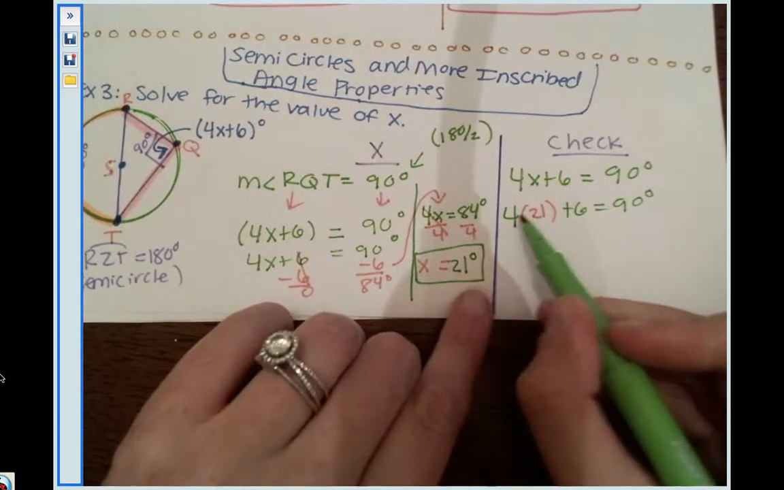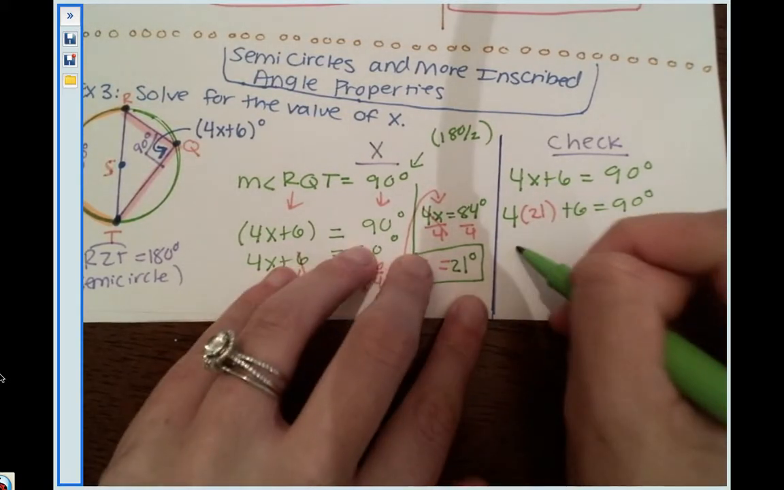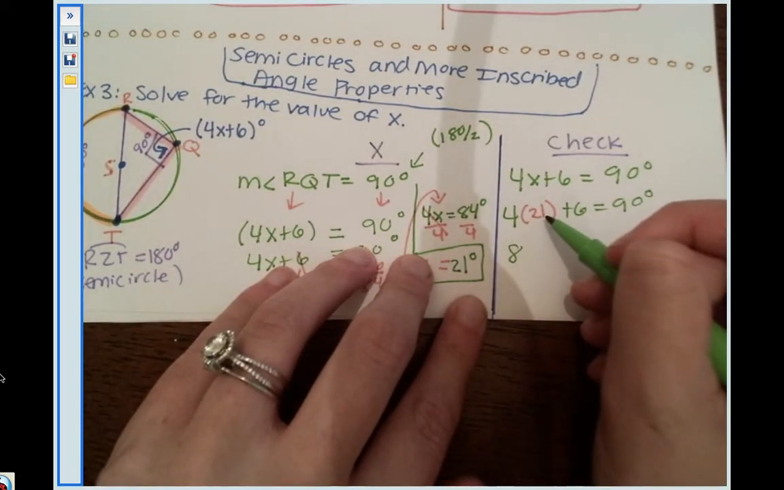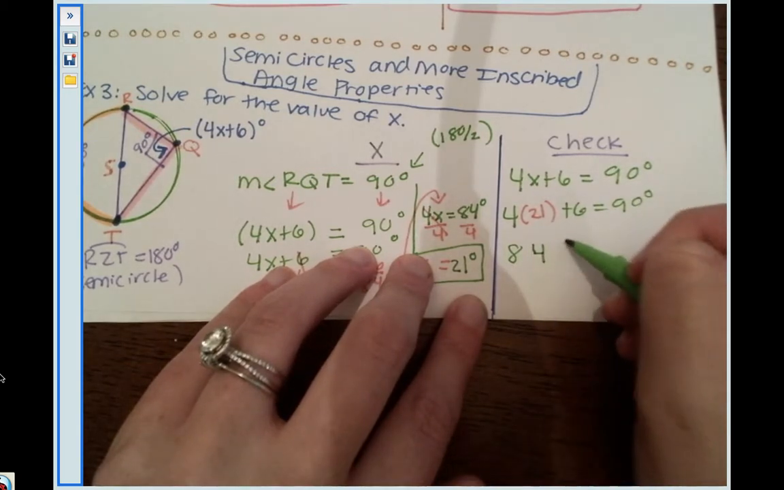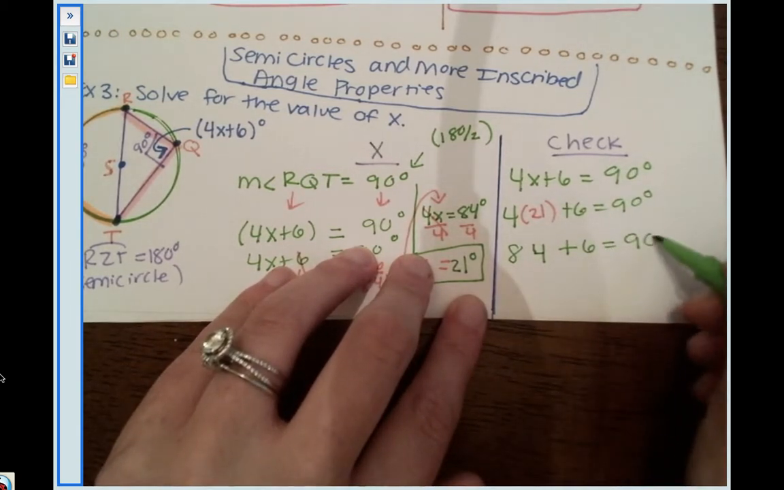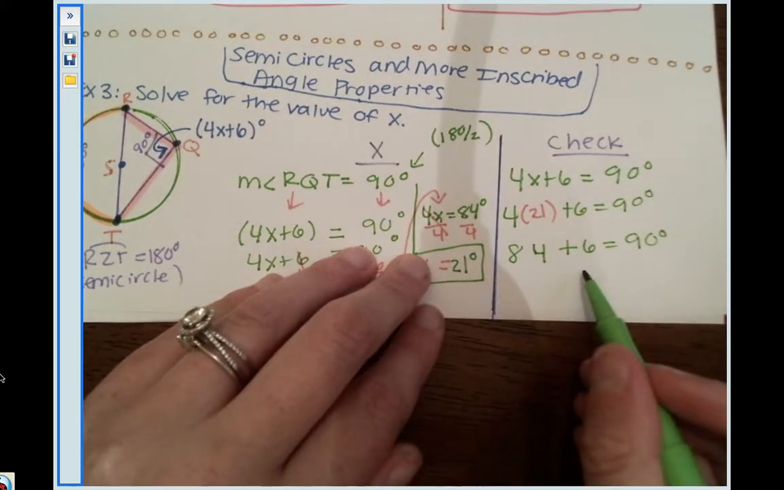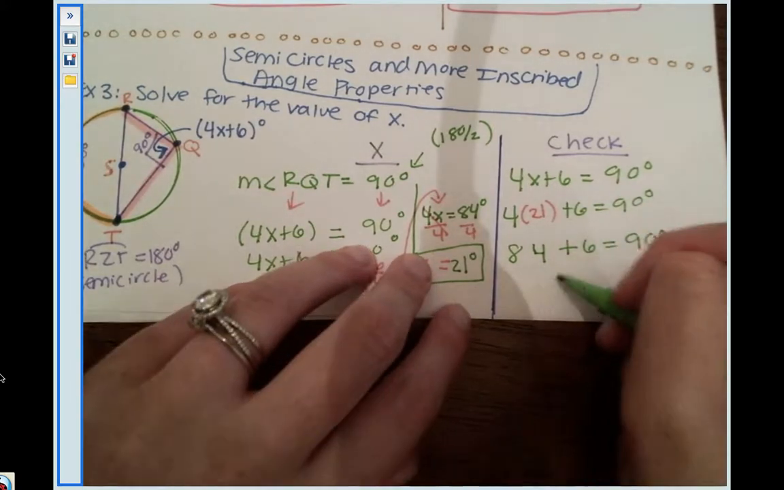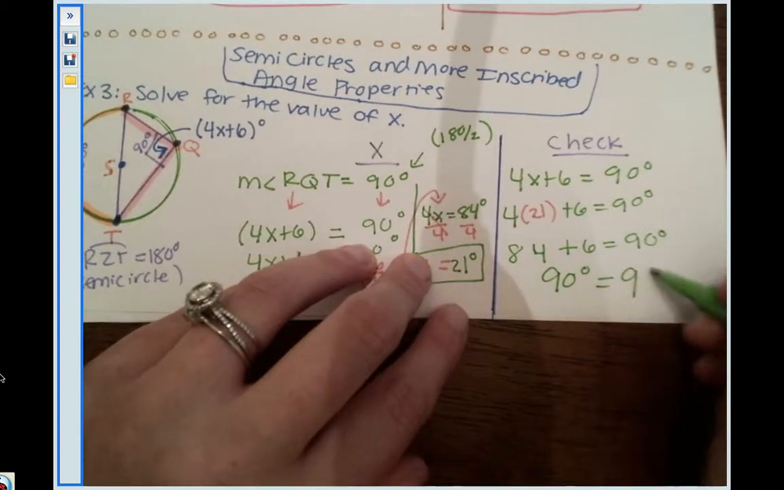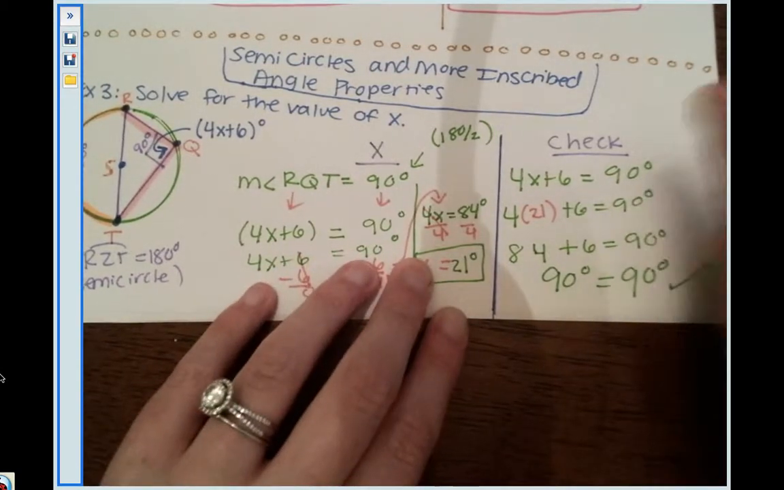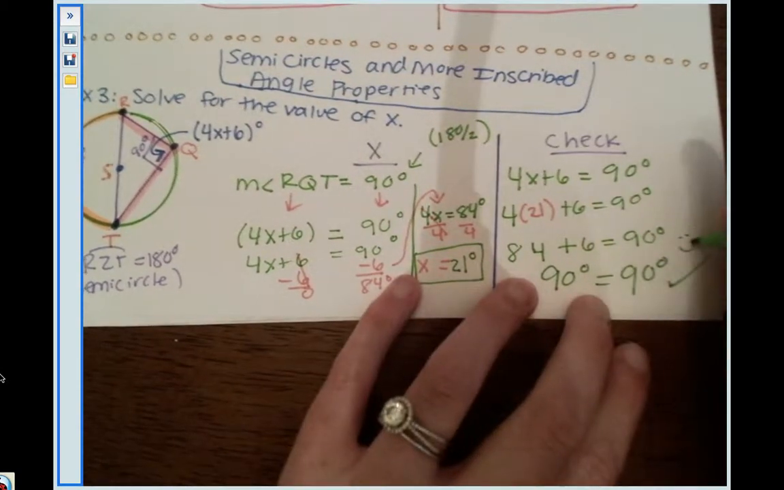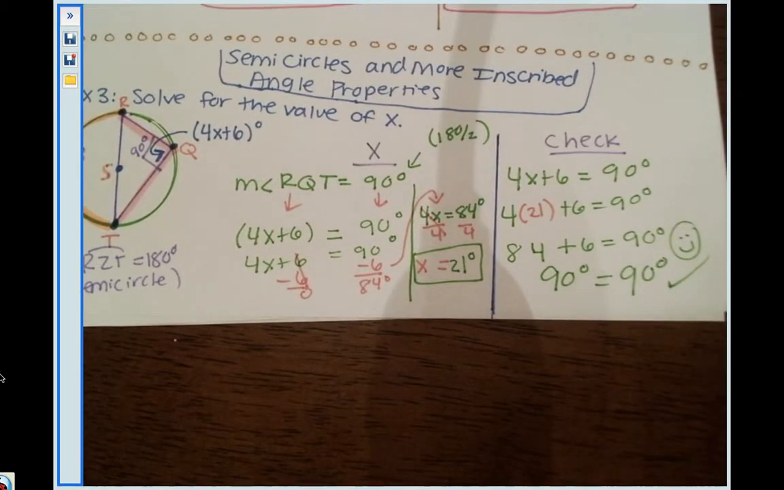Okay, 4 times 21. 4 times 2 is 8, and 4 times 1 is 4. So 84 plus 6. Let's see if it's 90. 84 plus 6. Holy hot dog. It is 90 degrees. And 90 equals 90 every day of the week. So bam, our answer is right. And we're excited because we checked it and got a true statement.